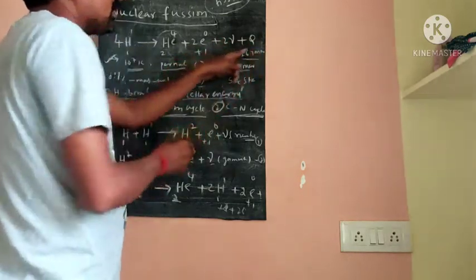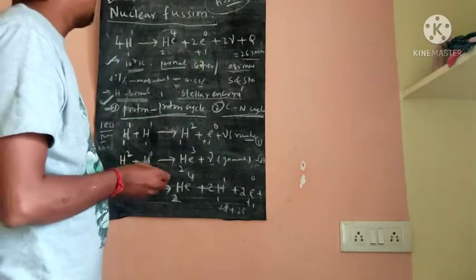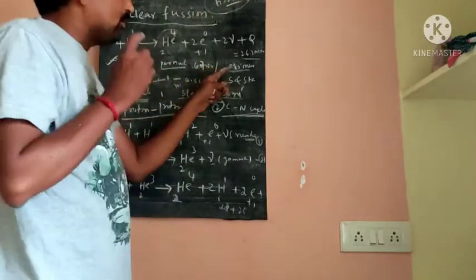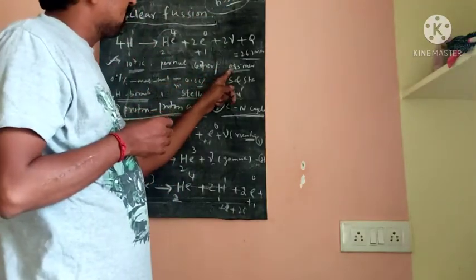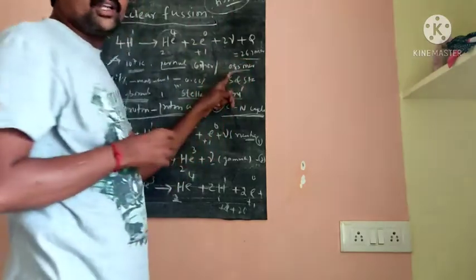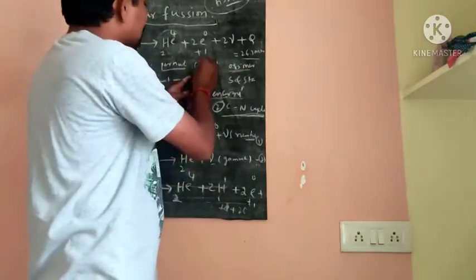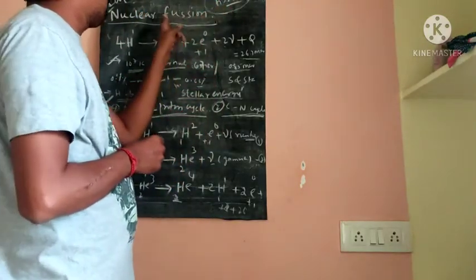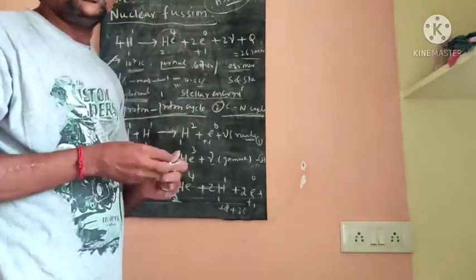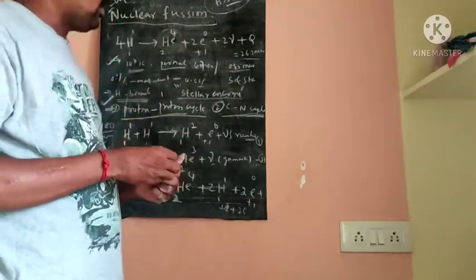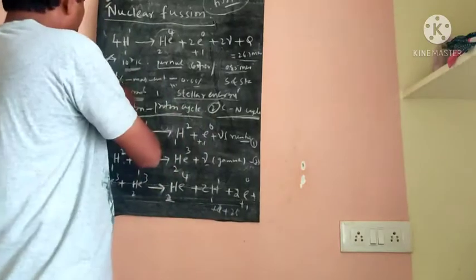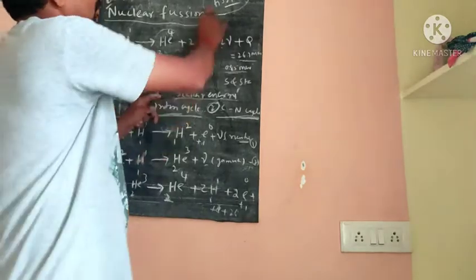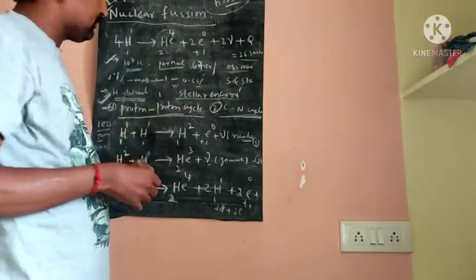26.7 mega electron volts of energy is released in nuclear fusion. Comparing with nuclear fission, the energy per nucleon in nuclear fission is 0.85 mega electron volts, and in nuclear fusion it is 6.7 mega electron volts. So compared with nuclear fission, more energy is liberated in fusion. On the principle of nuclear fusion, the hydrogen bomb works. On the principle of nuclear fission, the atom bomb works.